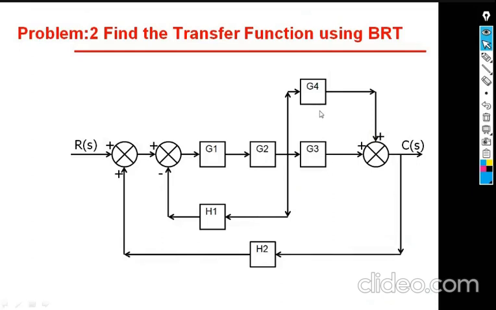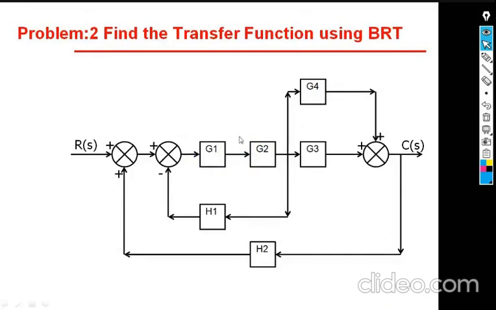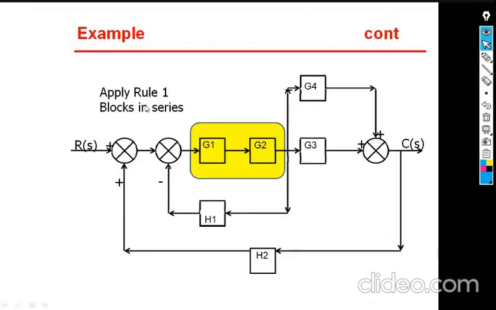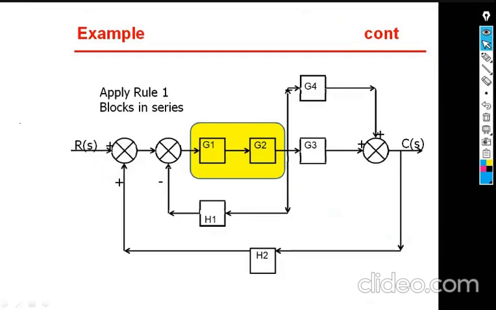If you observe this last problem of today's class, G3 and G4 are in parallel. So the first step, remember, you must write in words what you are doing. Your step number 1 is G3 and G4 are in parallel, apply rule number 1, sorry, these two are in series. First check series blocks. G1 and G2 are in series, write that as step number 1.